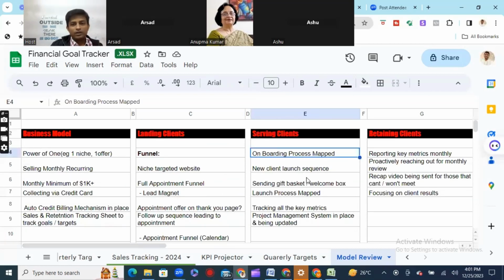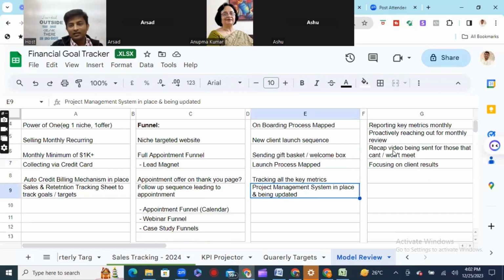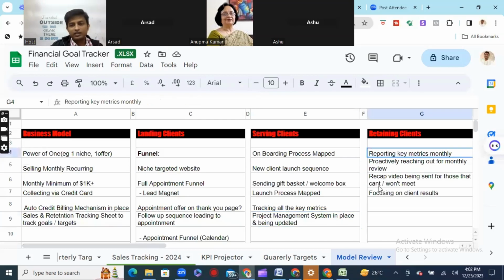Then serving clients is very important. You have to follow a system of onboarding. So these are the things we need to do: new client launching sequence, gift basket, anything, tracking, project system, then retaining the clients. You have to retain the clients proactively, reach out, do a monthly review. You can send them videos for everything. If you do not want to meet them personally, then you can send a video. You can set up a membership area in which they can follow and get everything, focusing on client results. You have to constantly monitor their results also.